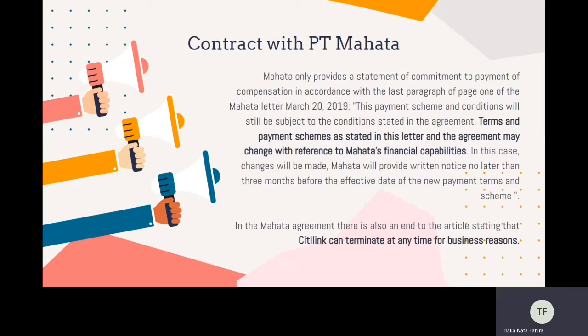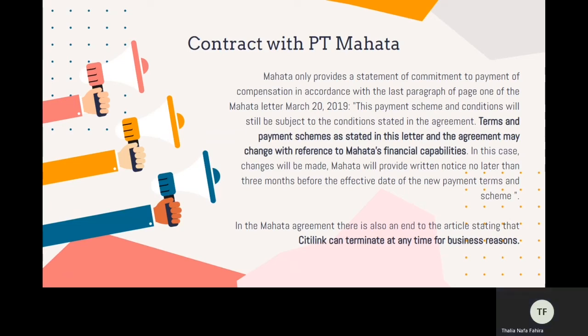Terms and payment schemes are as stated in this letter, and the agreement may change with reference to Mahata's financial capabilities. In this case, changes will be made. Mahata will provide written notice no later than 3 months before the effective date of the new payment terms and schemes. In the Mahata Agreement, there's also an end to the article stating that Citylink can terminate at any time for business reasons.